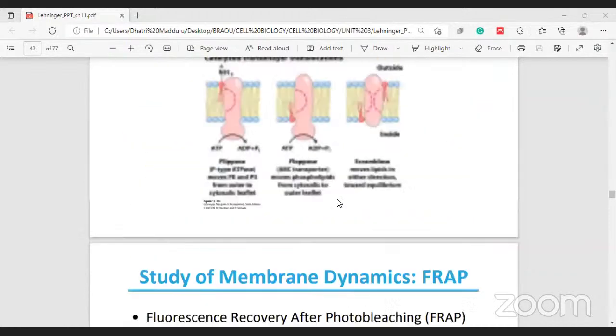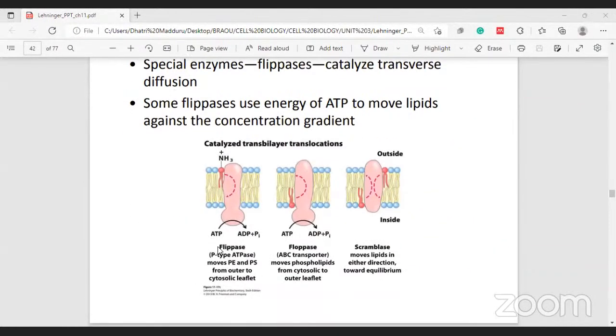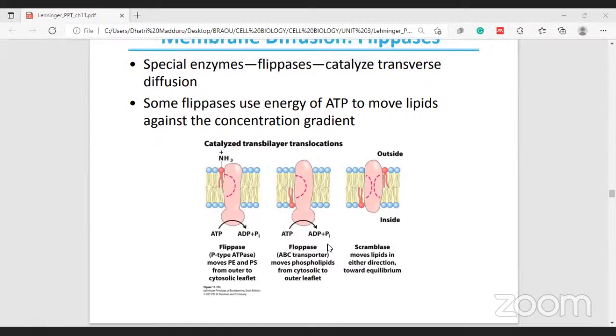Here you can see ATP is getting converted to ADP and Pi. When the energy is utilized, the lipid will come to the inner leaflet. And here another enzyme, a flopase, will move them in the other direction. So that is flip-flop. You also have scramblase, another enzyme, which can move lipids from one position to another, even diagonally.